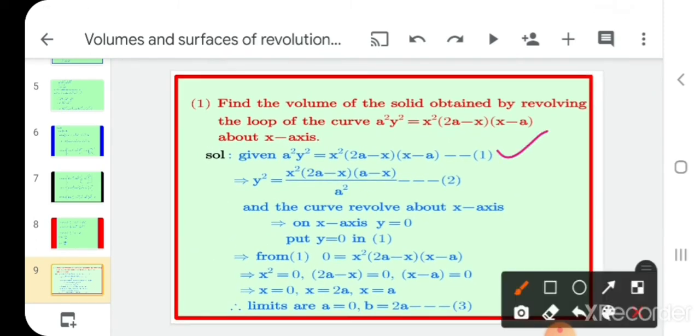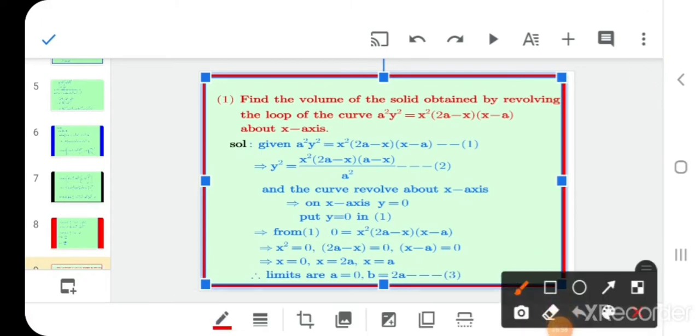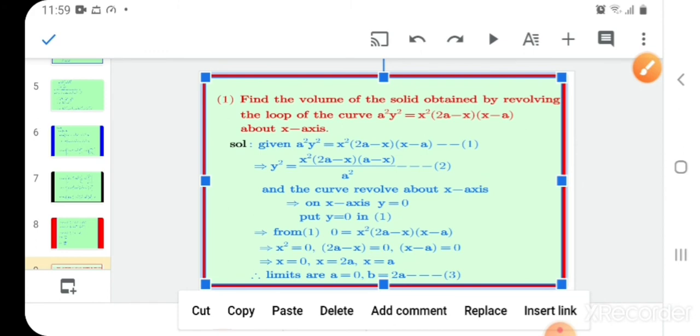First I write the equation of the given curve. From that curve, I write the y square value, and let this be equation number 1. Next, I am going to find the limit values. How can we find the limit values? On the x-axis y equals 0, we know already. So I substitute y equals 0 in the equation. And then what values do we get here? X equals 0, x equals 2a and x equals a. Here we get 3 values, 0, a, 2a. I write in order. We take only the first and last values. That means 0, 2a. Therefore, the limits are one is 0 and the second one is 2a.